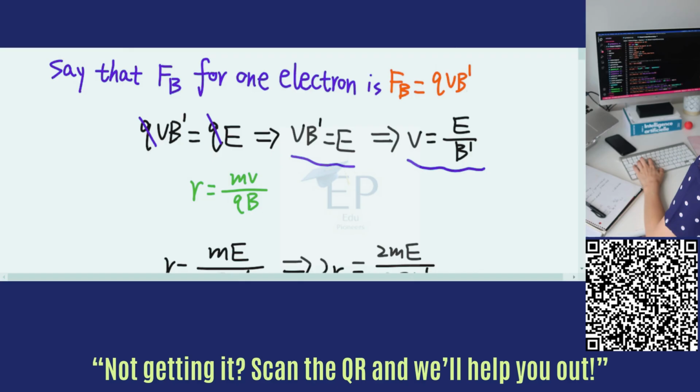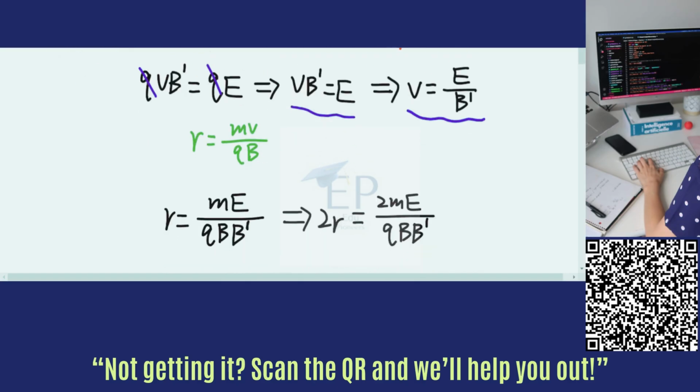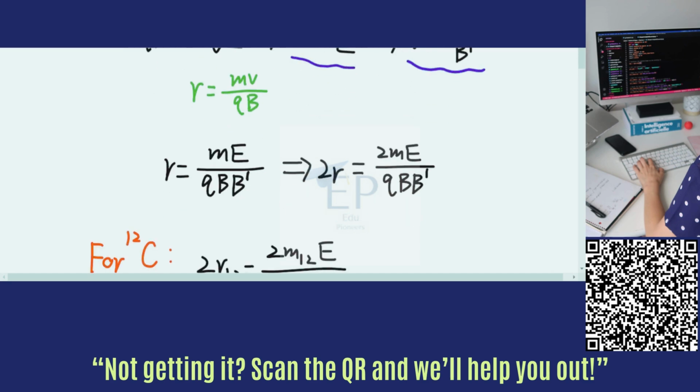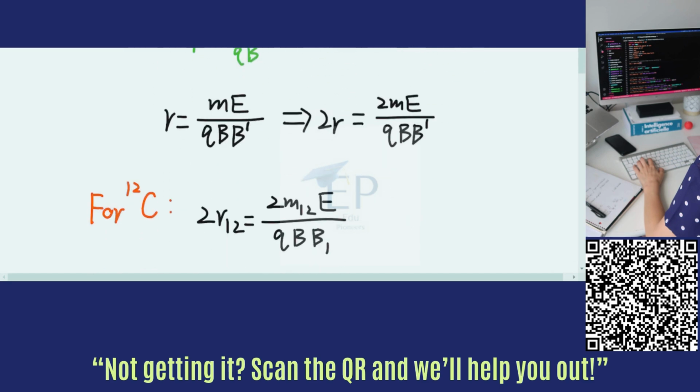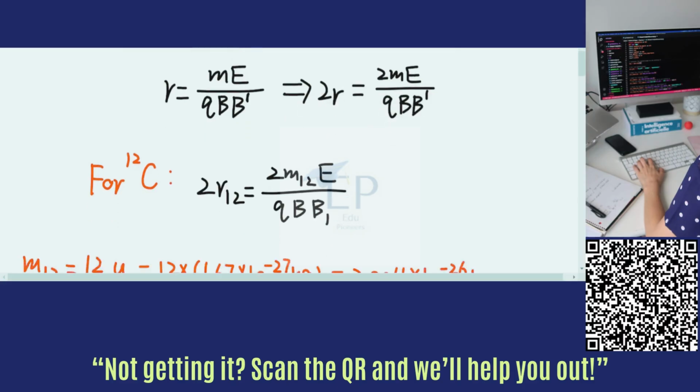And we know R is equal to MV over QB. So we have R is equal to ME over QB B prime. And this will give us 2R is equal to 2ME over QB B prime. So for carbon-12 isotope, we have the distance for the carbon-12, which is 2R12 here, is equal to 2 times M12 times E over QBB prime.